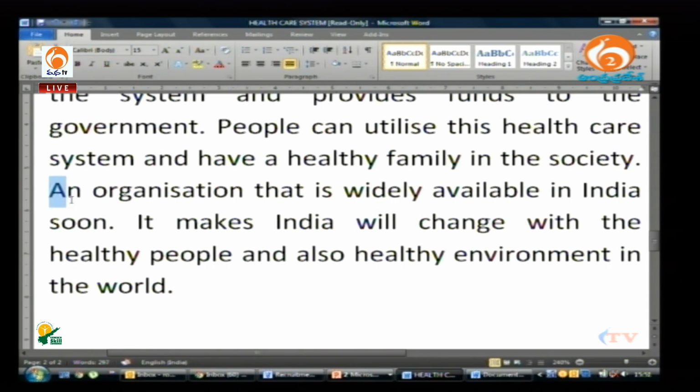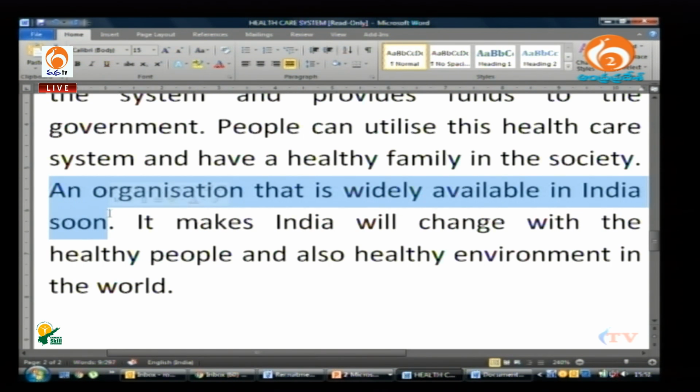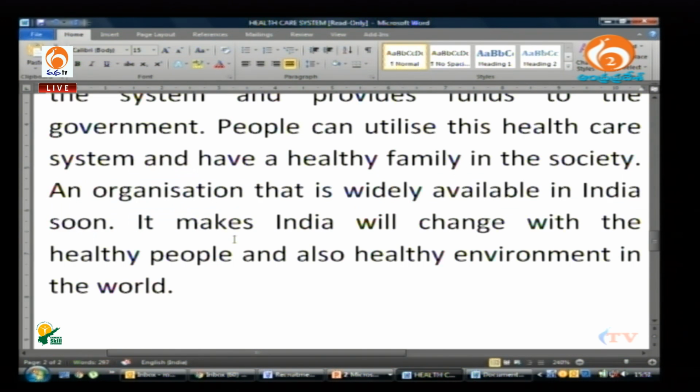It just says an organization that is widely available in India. Which organization are you talking about? Which means this paragraph does not have any background and it doesn't expand. It makes India will change with the healthy people. It makes India will change? No. It will make India transform into a country with healthy people.